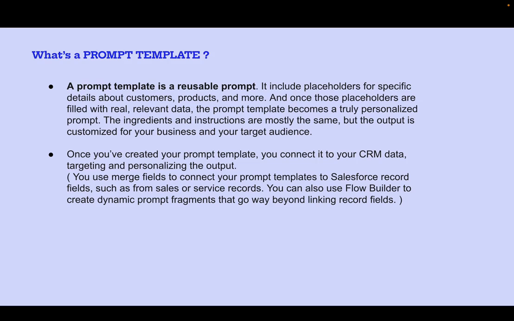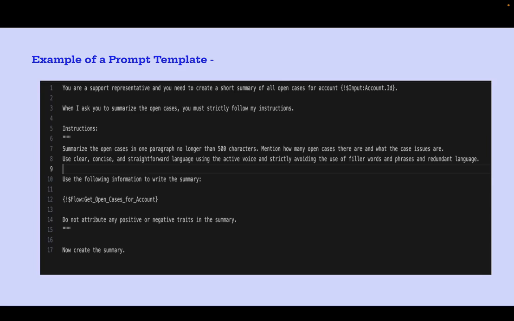You can also use merge fields, flows, Apex, and much more to make it more dynamic. Let's see a quick example of a prompt template as well. So here we have taken the same example of creating a short summary of all the open cases for an account, but this time it is not specific to a single account, because instead of hard coding the account name here, we have used a placeholder for the account ID, which will actually get replaced by the real CRM data, making it more reusable and scalable for my account.